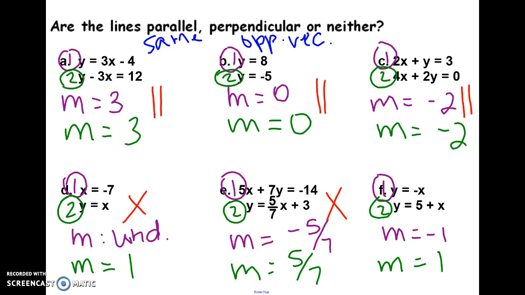I have each slope written corresponding to the correct equation, as well as whether they're parallel, perpendicular, or neither. So parallel, I use the parallel symbol to the vertical lines. Neither, I use an X. And then F is perpendicular, and it's not writing for some reason, so F is perpendicular. If you have questions on this, please let me know.